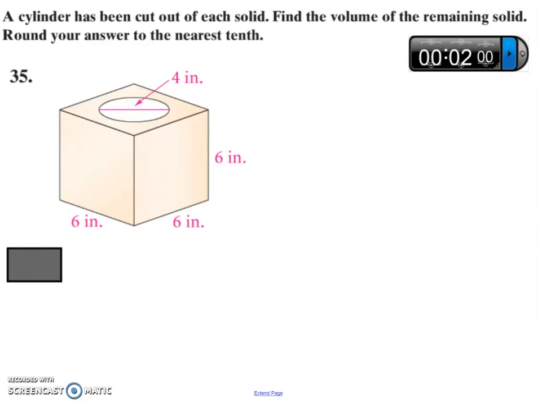All right, on the back, I told you you had a little special problem. This question wants to know the volume of the remaining solid if I take out the cylinder. So I'm going to give you a couple minutes to work on it. As a hint, you have to first find the volume of the whole cube, then find the volume of the cylinder, and then just subtract. So work on that.